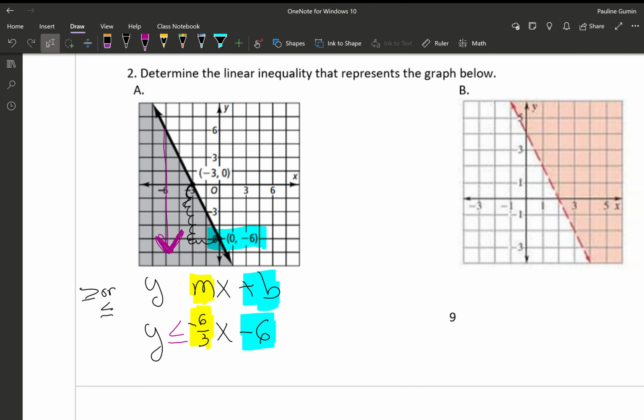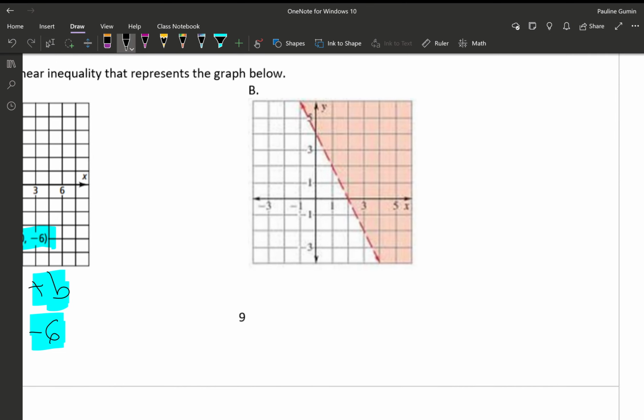Let's try another one. Once again, we are starting with y = mx + b. We need to first find the slope and then the y-intercept. And then we can take a look at, is it dotted, is it solid, and which way we shade.